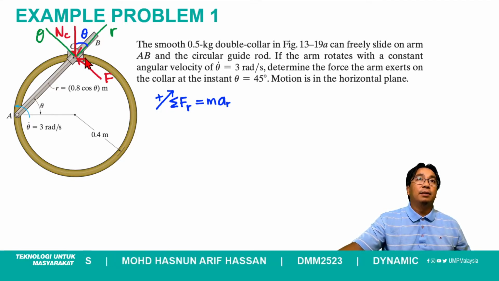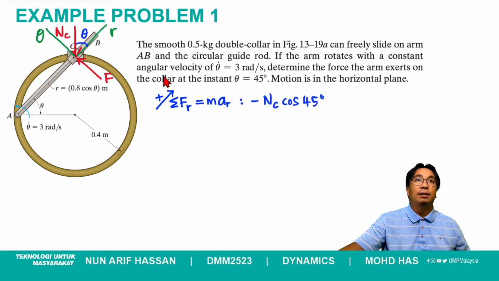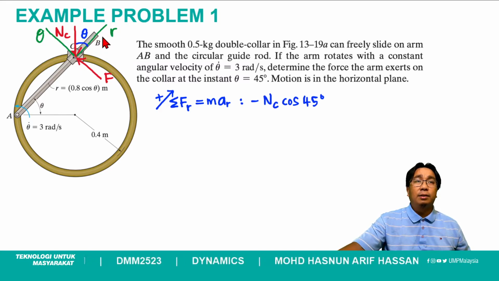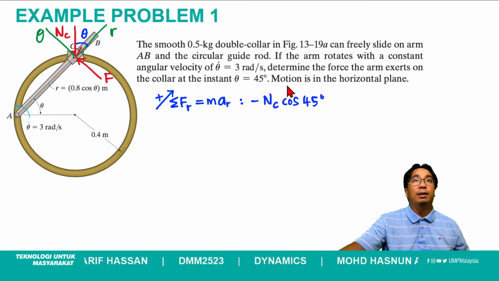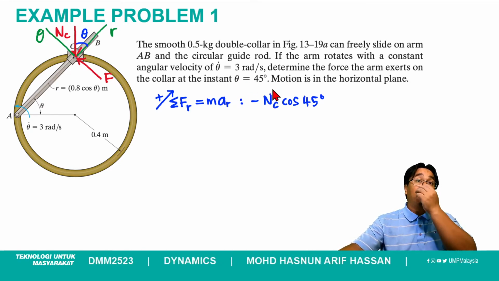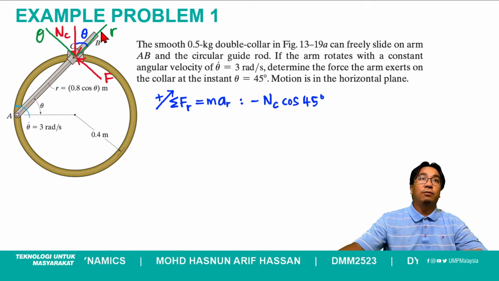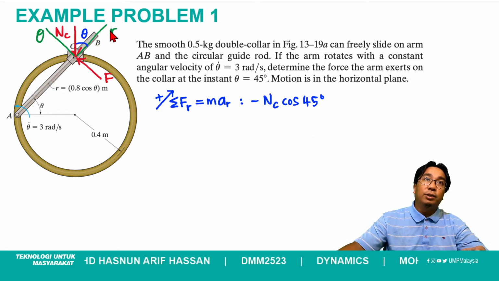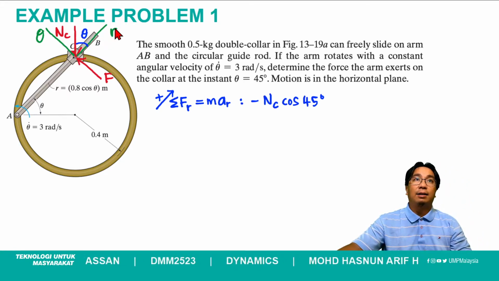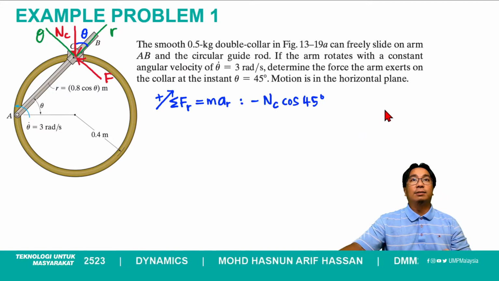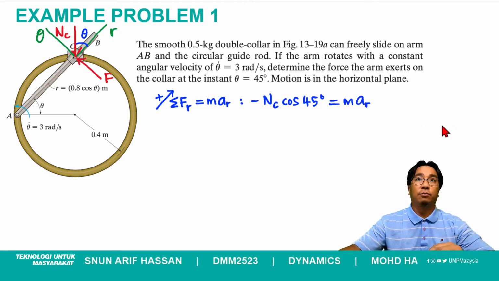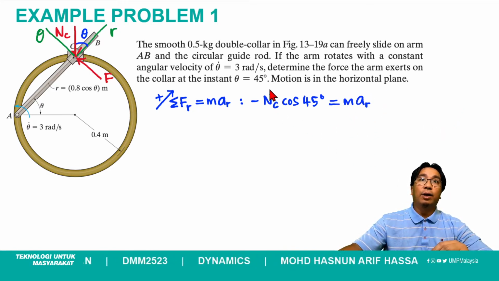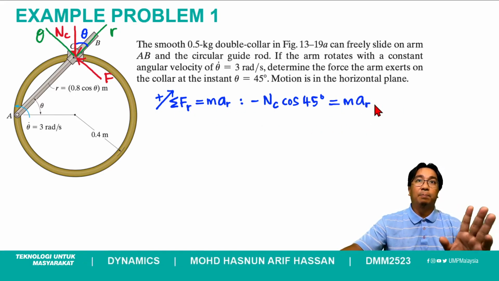N_C is the normal force. So we have theta here, so we can separate this force into components. It will be N_C cos 45 degrees. Why 45 degrees? Because the question tells us theta equals 45 degrees. So N_C cos 45 degrees will be pointing downwards, in the opposite direction to R. That's why it's negative. And that's all, we have no other forces. So equal to m a_r. That is one equation of motion. We don't know a_r, and we don't know N_C either. So we can't solve anything yet from this.